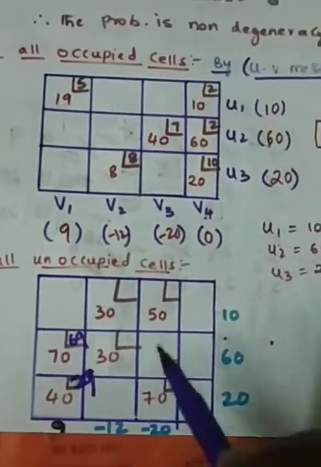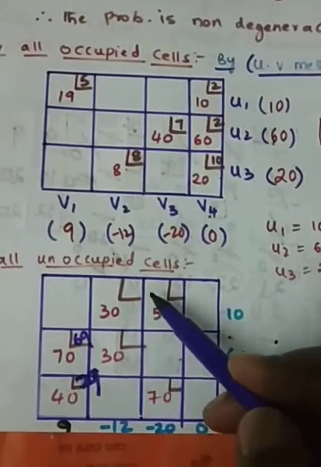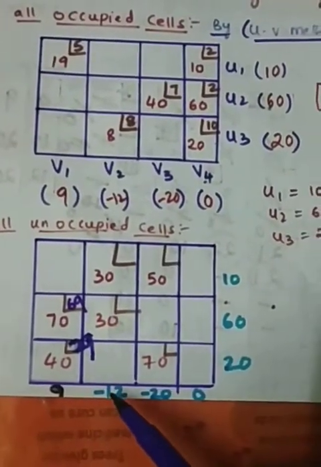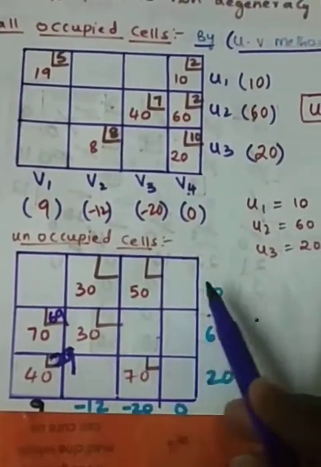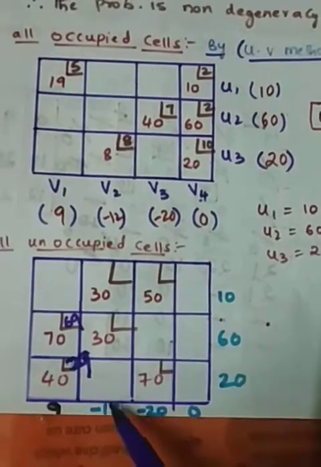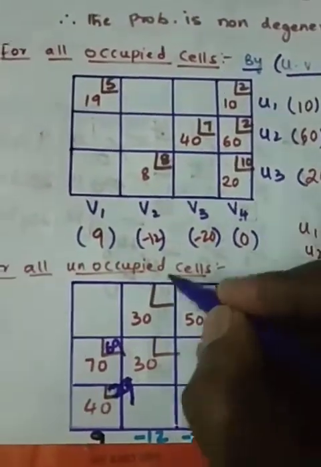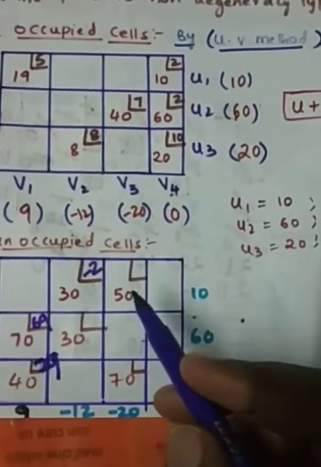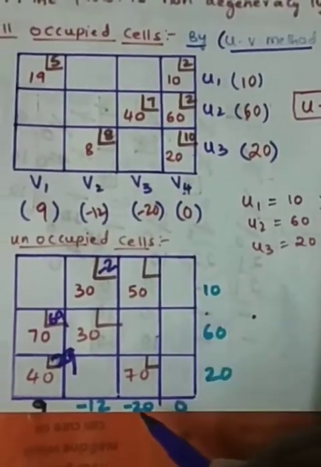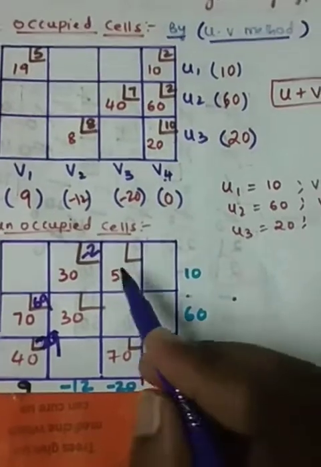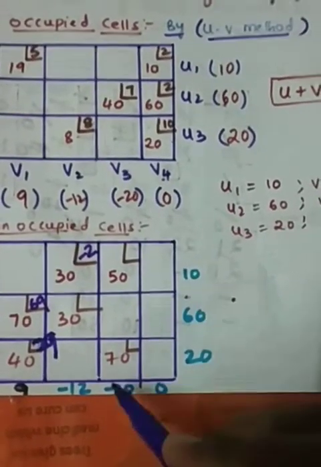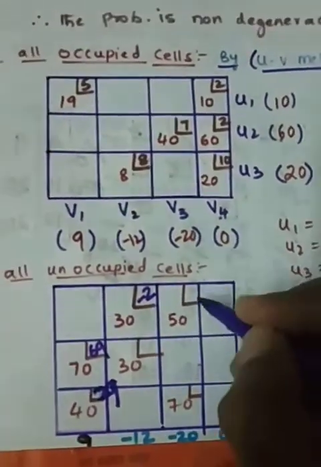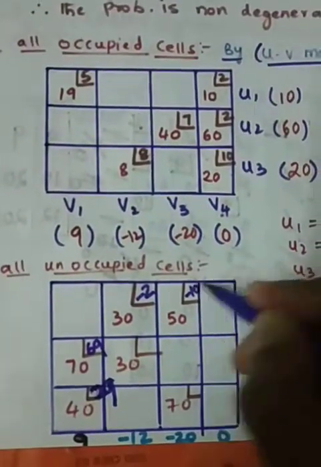Right. Next here I consider this particular cell. Corresponding to this column the value is minus 12. Corresponding to this row the value is positive 10. Minus 12 plus 10 is however minus 2. Okay. Similarly now I consider this particular cell. Corresponding to this column the value is minus 20. To this row it is plus 10. Minus 20 plus 10 is minus 10.